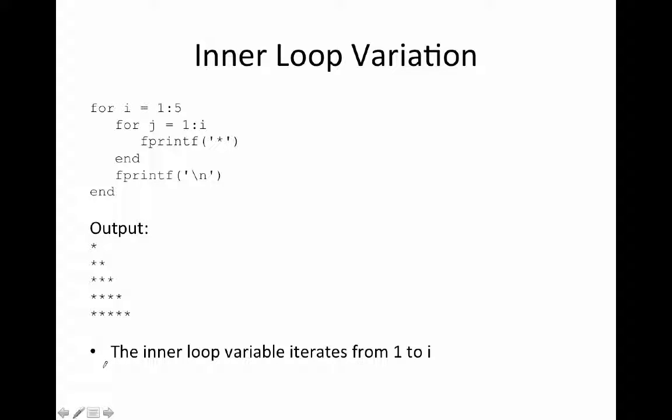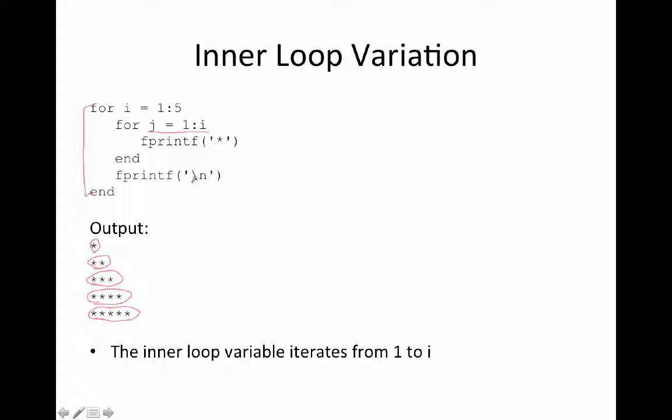Here's a variation on the inner loop where, again, the outer loop is going to repeat 5 times, and what we're doing is printing rows. So we're going to print 5 different rows altogether. But in this case, instead of going from 1 to 3, J is going to go from 1 to I. So when I has the value 1, we're printing 1 star. When I has the value 2, we're printing 2 stars. When I has the value 3, we're printing 3 stars. And then we're printing 4 stars. And finally, we're printing 5 stars. So each time J is going to go from 1 to I, we're going to print a single star.